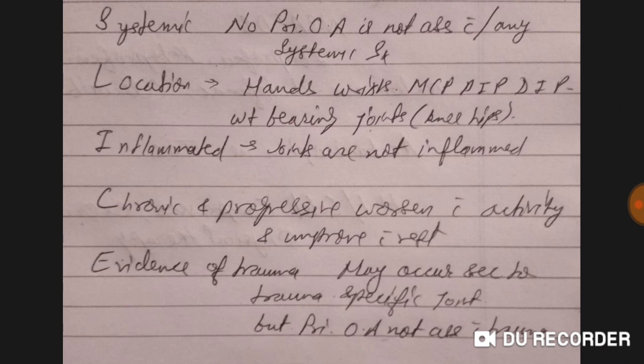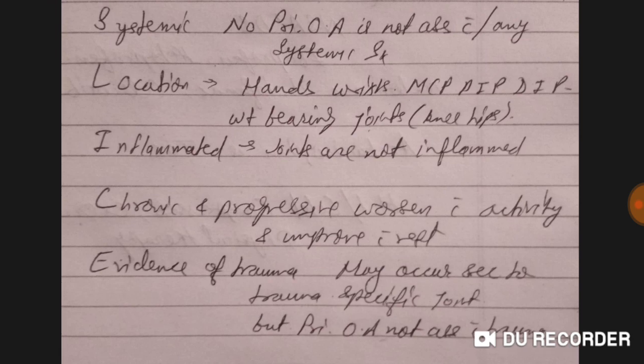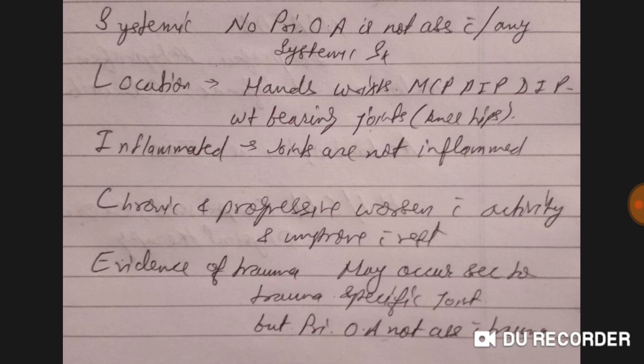Remember the SLICE formula. S represents systemic. Primary osteoarthritis is not associated with any systemic symptoms, but secondary is. Now location. Location is hand, wrist, MCP, PIP, DIP, and the weight bearing joints, knee and hip. And I represents inflamed. Joints are not inflamed here.